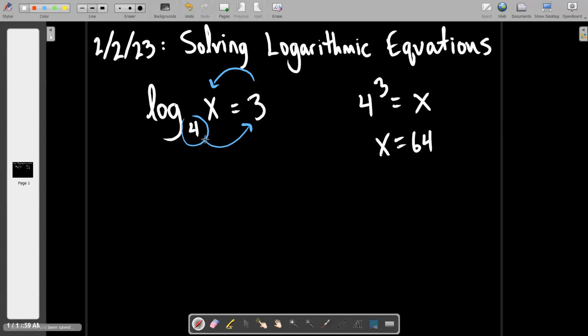So make sure you're really good. I can't stress this enough. I don't have any words powerful enough to express to you how important the blue arrows are. That's what allows us to convert a logarithmic equation into an exponential equation that we can then solve.